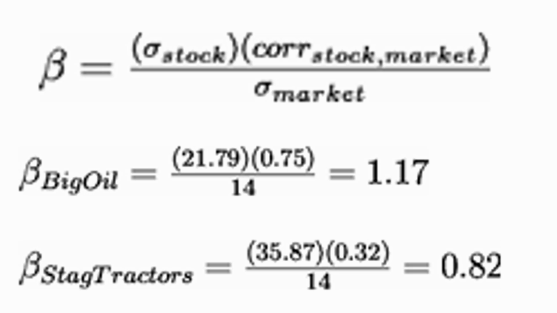Next, we'll estimate the expected return and standard deviation of the S&P 500. The S&P 500 is a portfolio of the 500 largest company stocks, and it has expected return 10% and standard deviation 14%. Big Oil has a correlation with the S&P 500 of 0.75, while Stag Tractors has a correlation with the market of 0.32. Calculate the beta for each stock. The formula for beta is below.